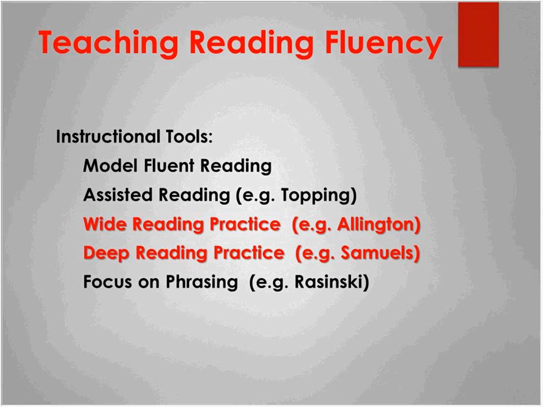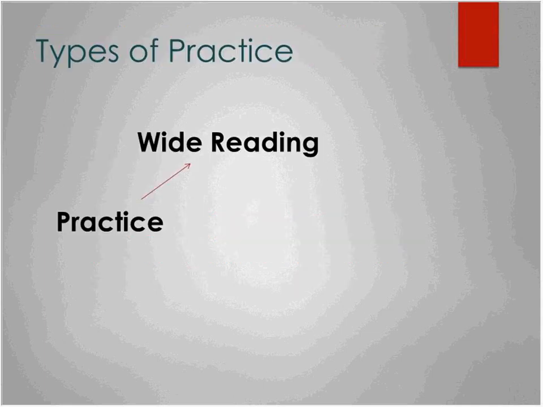Wide reading and deep reading practice. How do you become fluent in anything? Driving a car, you practice, you get better at it, it becomes more automatic. But let's talk about two kinds of practice. Wide reading. That's the kind of reading we do as adults. When I read something, and right now I'm reading a book, when I'm done with it, I'll move on to the next book, one thing after another. And this wide reading is pretty important.